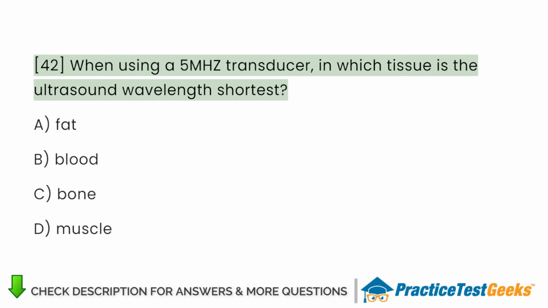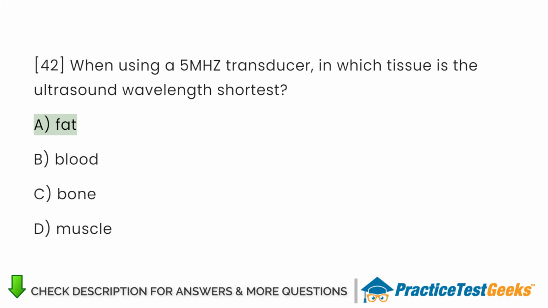When using a 5 MHz transducer, in which tissue is the ultrasound wavelength shortest? A. Fat. B. Blood. C. Bone. D. Muscle.